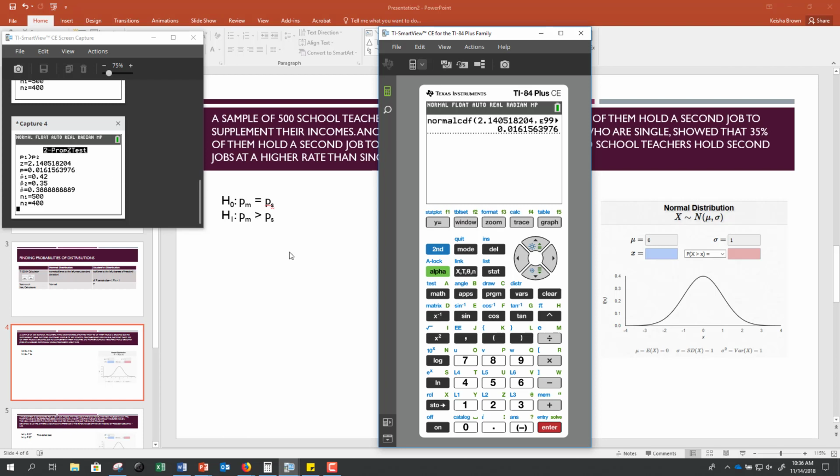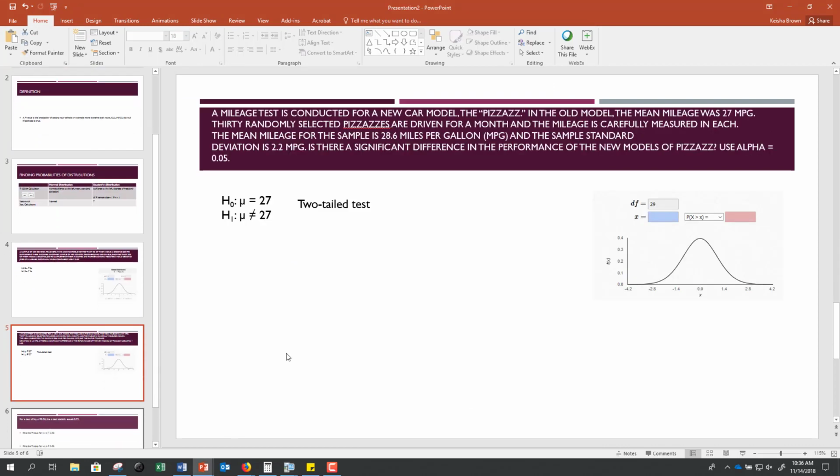So let's look at another example. Here, you're working with a mean problem instead. When you're working with mean problems and you don't know the population standard deviation, we're working with the t-distribution, specifically the student's t-distribution. Our null hypothesis is that the mean miles per gallon is 27, and we're looking for, is there a significant difference between the two?